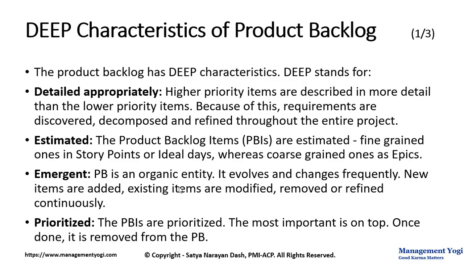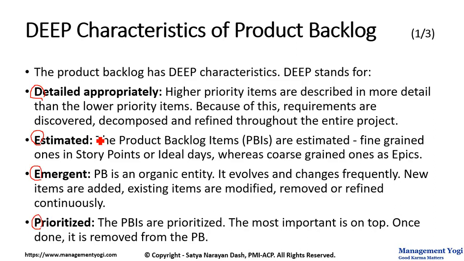Deep characteristics of product backlog. The product backlog has DEEP characteristics. DEEP stands for an acronym, and D is for detailed appropriately. E for estimated. Next E for emergent and the final P is for prioritized.